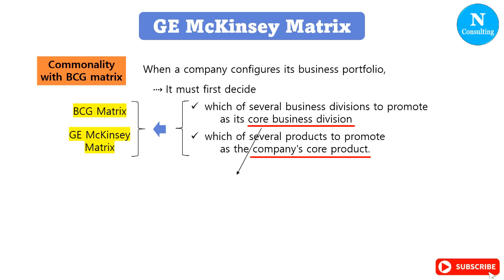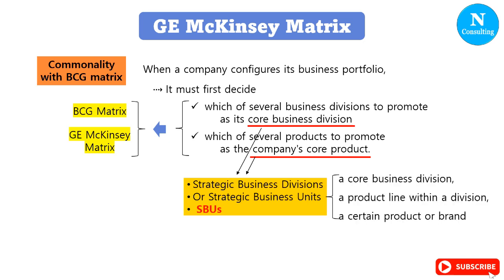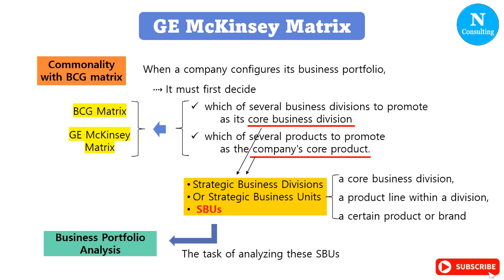Here, the major core business divisions or core products are called strategic business divisions or strategic business units, or simply SBU. Therefore, an SBU can be a core business division or a product line within a division, and in some cases, a certain product or brand. The task of analyzing these SBUs is called business portfolio analysis, and it has something in common in that the BCG matrix and GE-McKinsey matrix are mainly used as tools for SBU analysis.